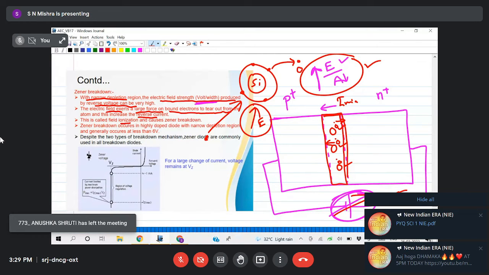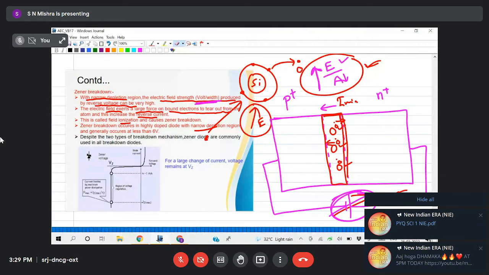Due to the electric field strength, the atoms are releasing electrons, or electrons are coming out of this atom. So that's why it is called field ionization, which causes the Zener breakdown. So Zener breakdown generally occurs in heavily doped diodes with narrow depletion region and occurs at less than 6 volt. Okay, it is occurring at less than 6 volt.